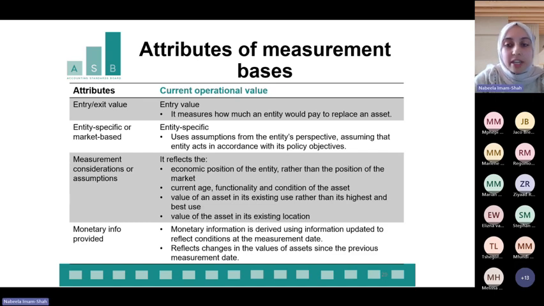For example, if prices are available for a similar asset, the current operational value of the entity's asset might need to be estimated by adjusting the current price of the similar asset to reflect the unique aspects of the entity's assets in its existing use and in its existing condition.